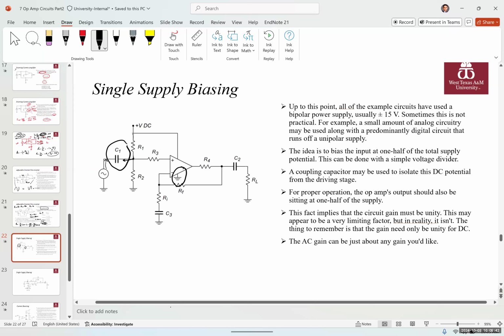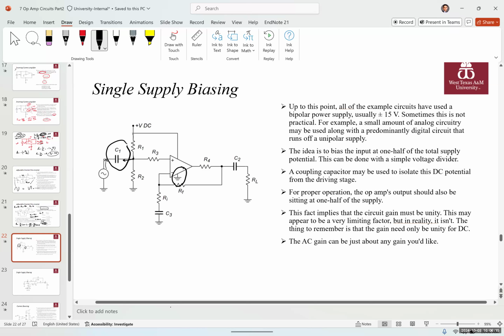As mentioned, the coupling capacitor is used to isolate the DC potential from the driving stage. The idea is to bias the input at 1/2 of the total supply potential. This can be done with a simple voltage divider. And this is used in a lot of systems that require a single battery to operate.